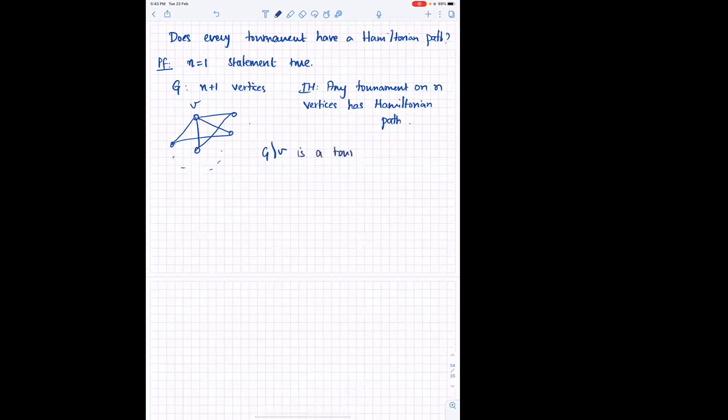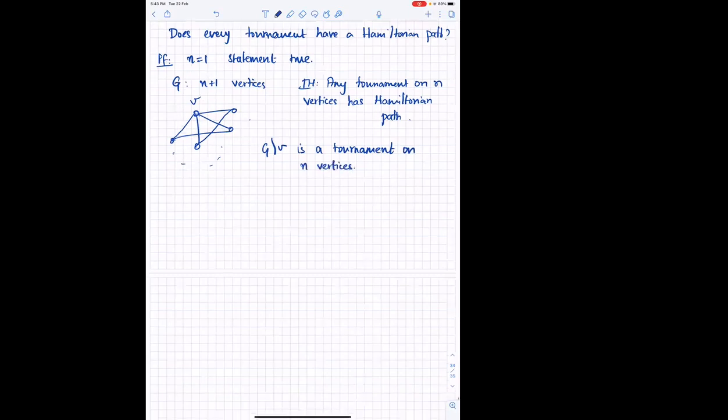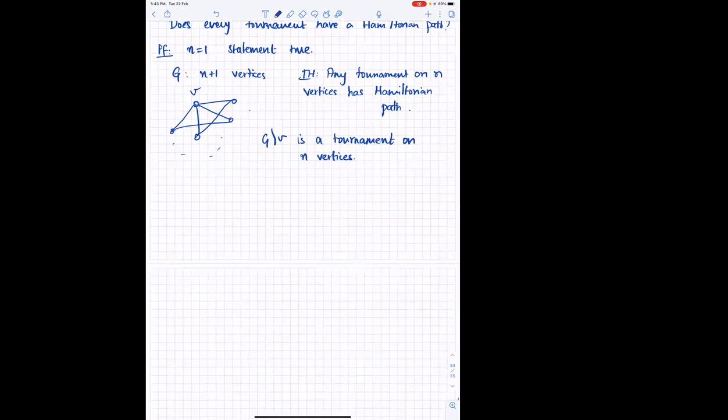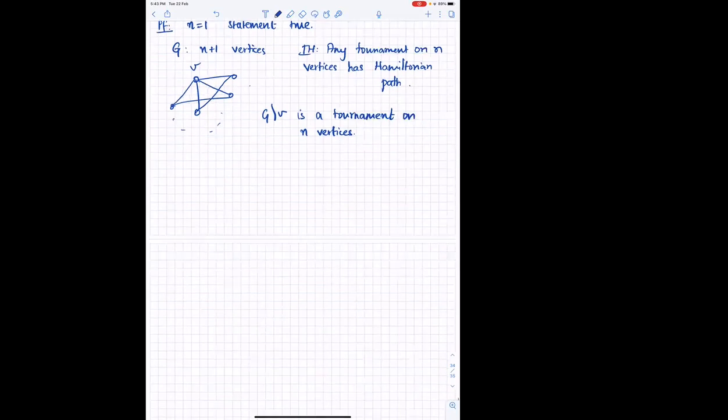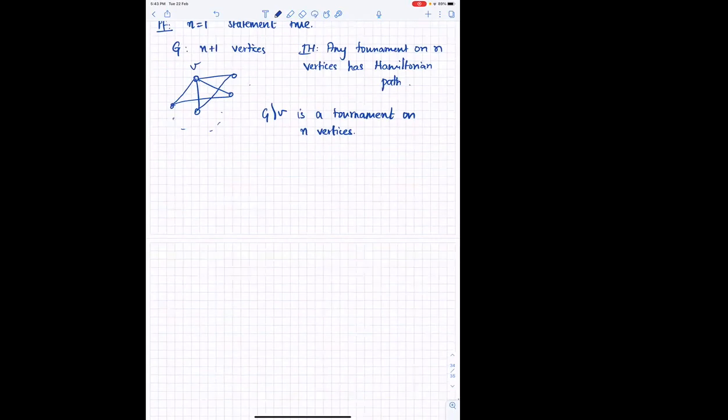Because you only remove a vertex, everything else that remains will also be a complete graph with orientations for every edge. So it's a tournament on n vertices, and I know that it has a Hamiltonian path. Let's call this path P. This path will be a sequence of vertices V1, V2, V3, and so on to Vn. There are n vertices in G minus V.